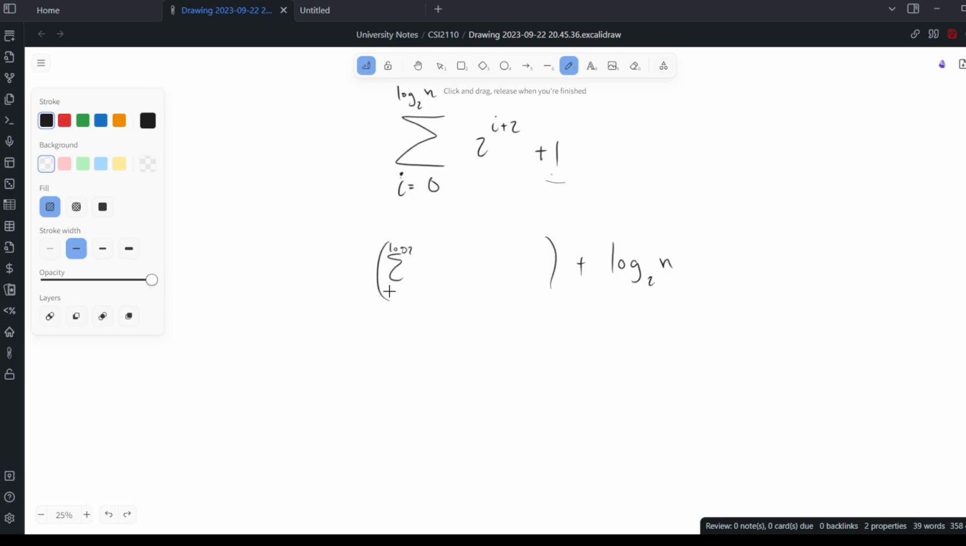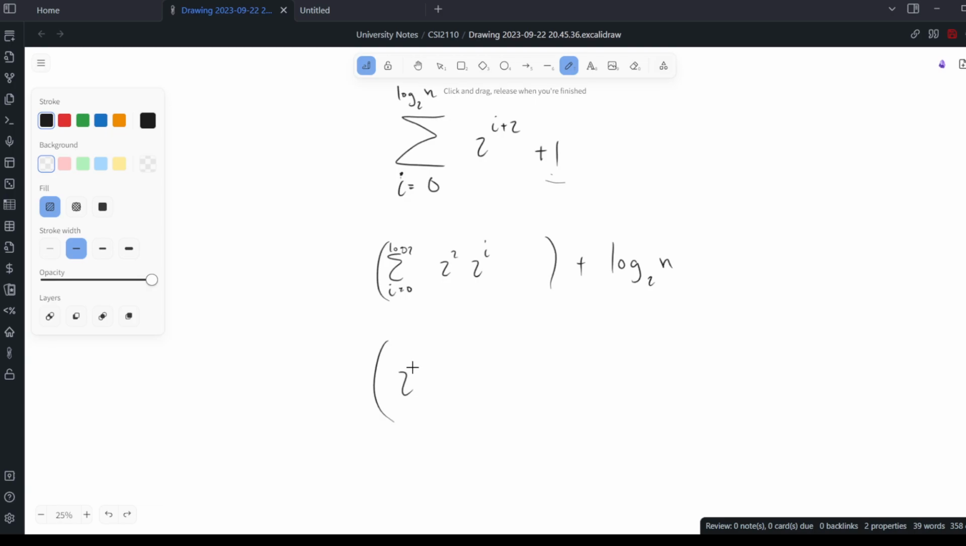Log 2n, i is equal to 0. I see that like 2^(i+2). I combined it like this because it was more convenient when we were trying to simplify. But for the integral, it makes more sense to split it out. Why? Because I will get 2 to the 2 times 2 to the i. And that 2 to the 2, it's a constant, right?